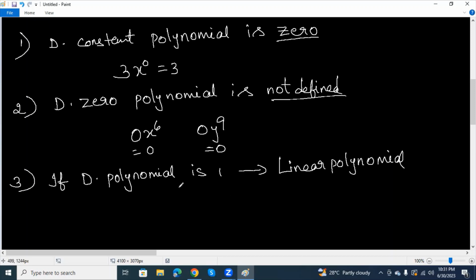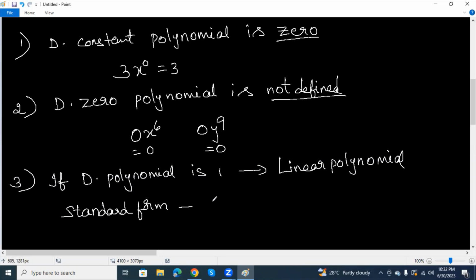Okay. So the degree of the polynomial is 1. The highest power of the term is 1. Then it is a linear polynomial. Let's see the standard form. How can we put it? Standard form.